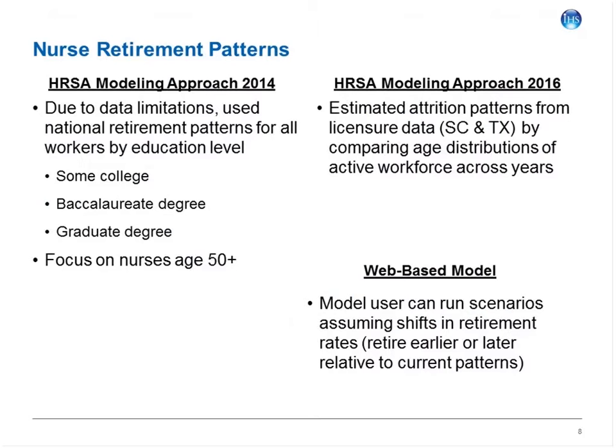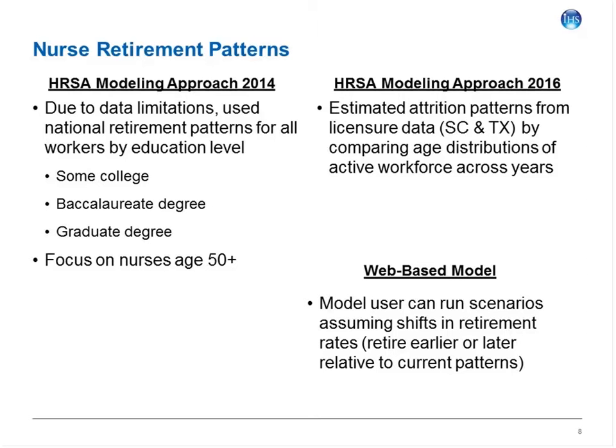The reason for that is in the American Community Survey, if a person has been out of the workforce for more than 5 years, the survey does not ask what their occupation is. So if a nurse has been out over 5 years, we know what their education level was, but we don't know that that person was a nurse. And so that's one of the challenges with American Community Survey data. And so when you run the web-based model, just note that the retirement patterns are based on this proxy for retirement based on the general workforce in the U.S.